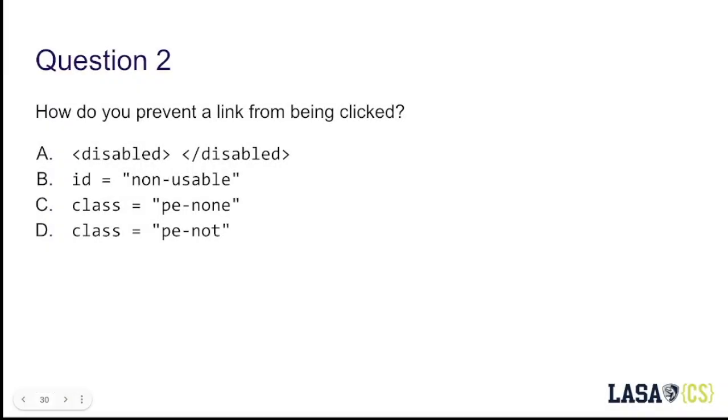This is our question on links. But how do you prevent a link from being clicked? That's right, it's C, class equals pe-none.